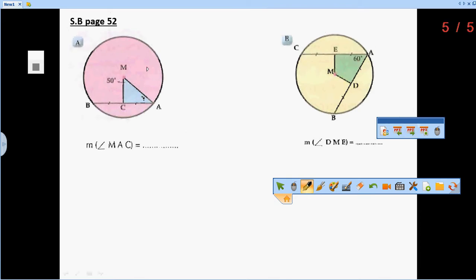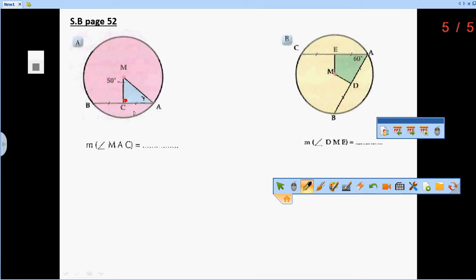Let us see this exercise. Here I have a circle M, and the measure of angle M is equal to 50, and C is the midpoint of AB. I want to find the measure of angle A. As I said before, if I have a line passing through the center of the circle and through the midpoint of the chord, it is perpendicular to this chord, which means the measure of this angle must be equal to 90 degrees.